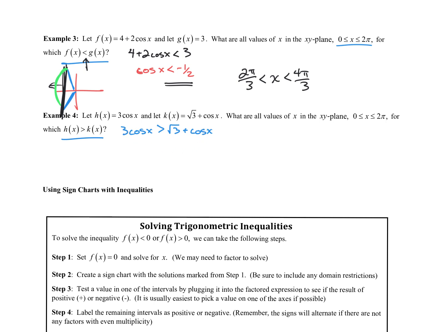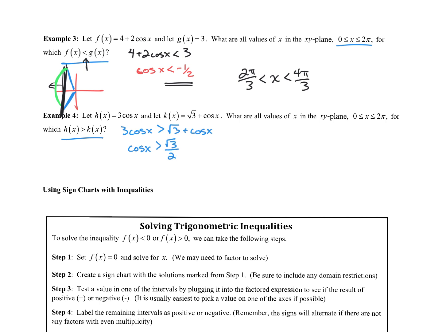Subtract cosine. So I have 3 cosines minus 1 cosine, which would be how many cosines? 2 cosines. And then what do I need to do? Divide by 2. And so now I'd end up having cosine x is greater than what? Square root 3 over 2.